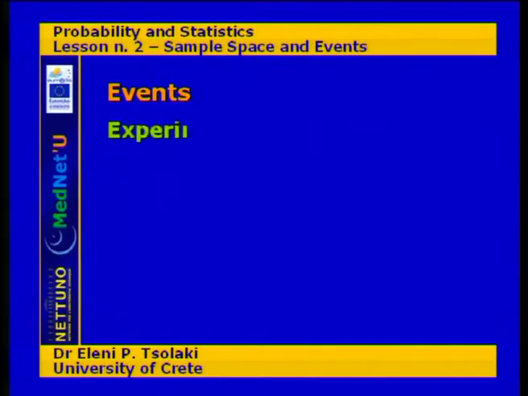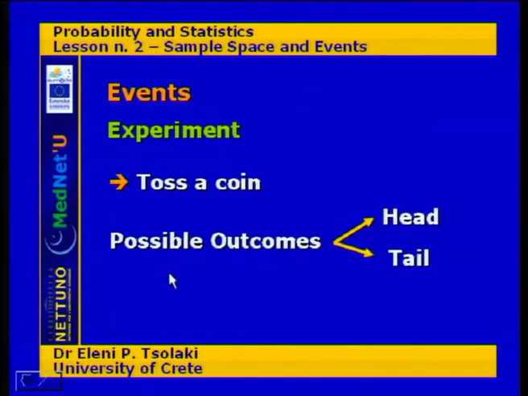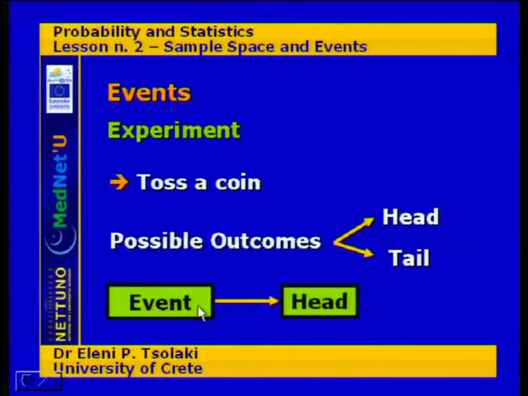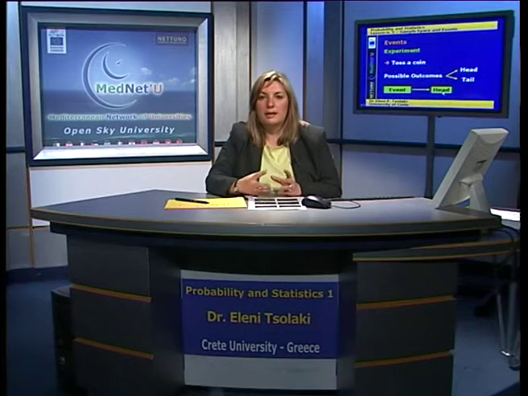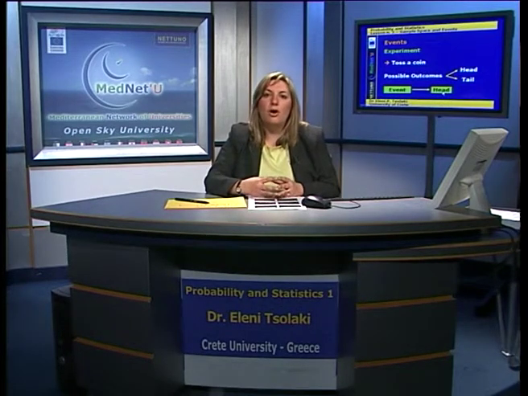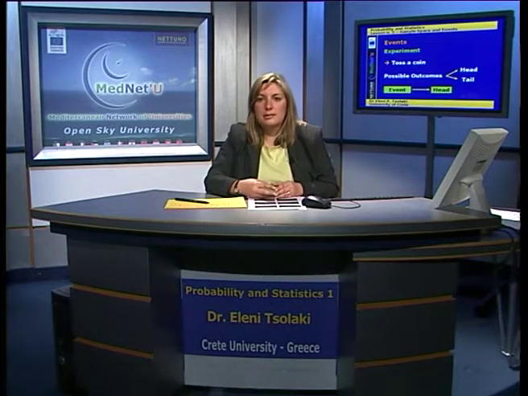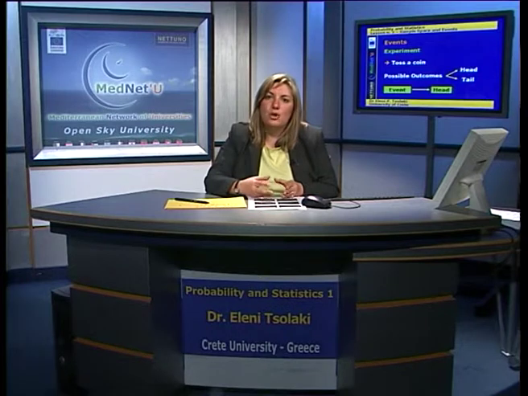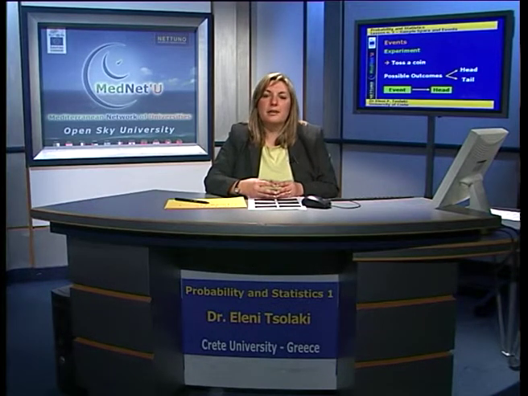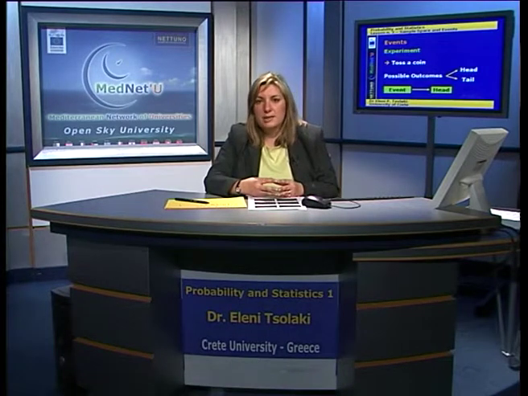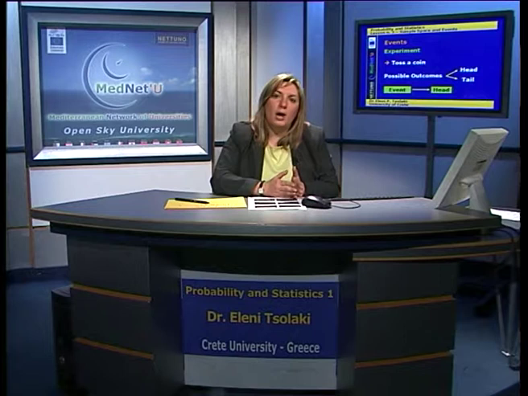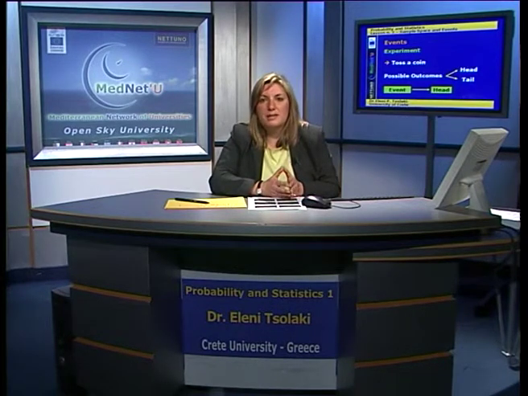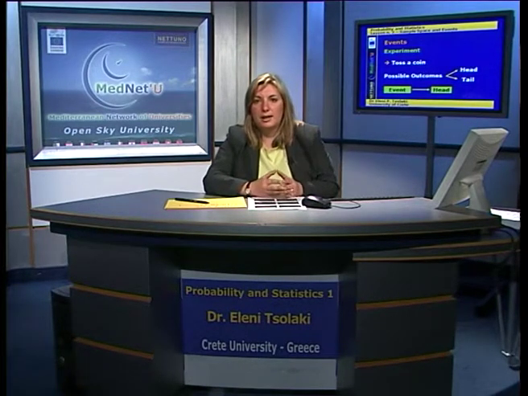Now we are going to see some examples of events. The experiment of tossing a coin has the possible outcomes of head or tail. We could be interested in either the event that a head is observed or that a tail is observed. This sample space, as we have seen, has only two possible outcomes, and the event that we could be interested in could be one of these elements in the sample space, observing a head or observing a tail.